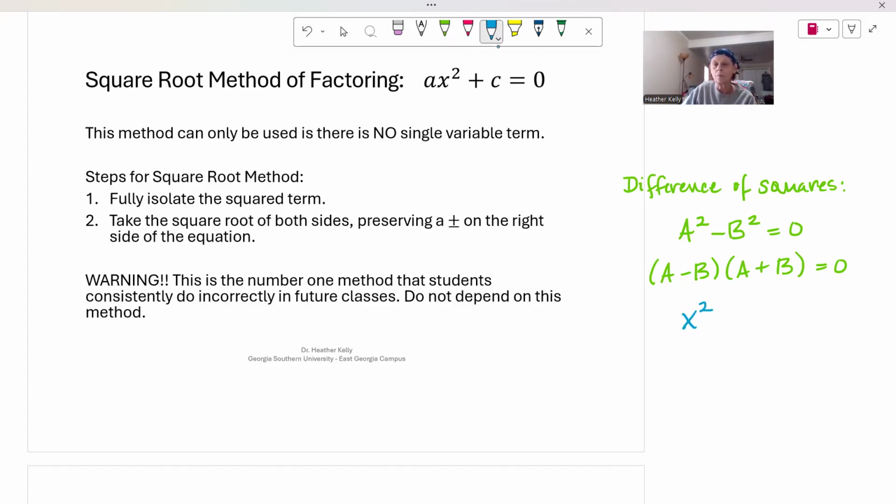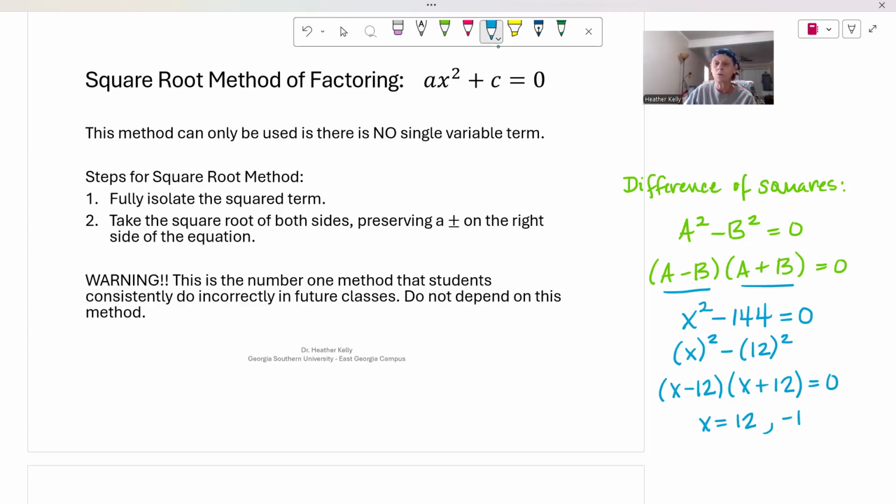x squared minus 144. Okay, now you might already know quite readily what this answer is, right? But if we wanted to factor this, this is x being squared minus 12 being squared. And if we follow what we have here, we get x minus 12, x plus 12. And we get x is equal to 12 and negative 12.